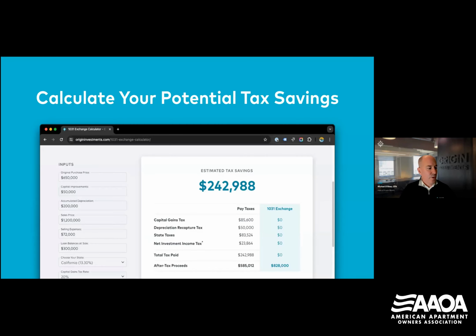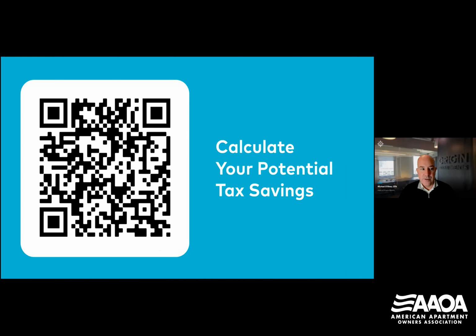On our website, we actually have a calculator that's pretty powerful. You can enter in there what you bought the property for, what state you live in, and how much you've depreciated it, and it will give you a summary that you could then share with your accountant. If you go to our website, here's a little QR code, but it's just origininvestments.com, and you can find our calculator. The nice thing about it is there's a little button on the bottom that says email this to me, and it'll create a one-page PDF with all of the facts about your sale and your estimated taxes.